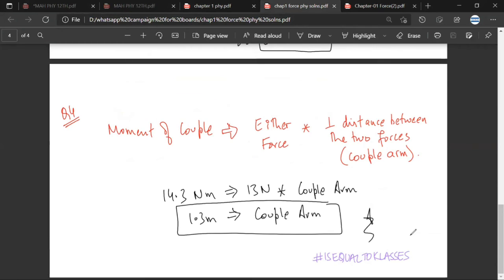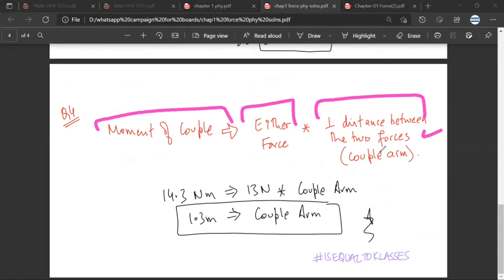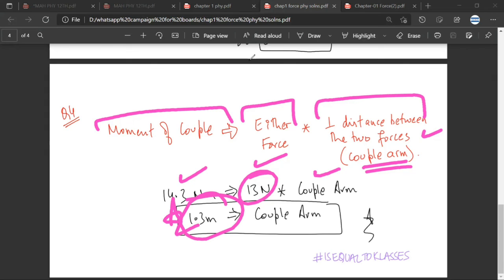So moment of couple is equal to either force into perpendicular distance between the two forces. This perpendicular distance is called the couple arm. So we have been given the moment of couple. This is one of the forces, 13 Newton, into couple arm. So the answer would be 1.1 meter. Mr. Sivang, any doubt? No doubt, sir. Great.